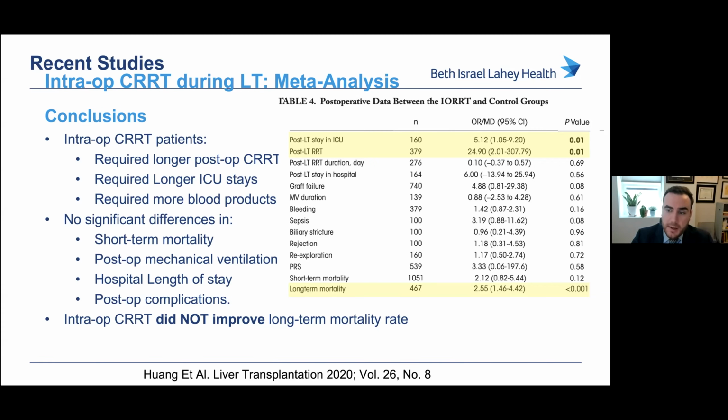But it goes back to having a high MELD versus a lower MELD patient. The intraoperative renal replacement therapy did not improve long-term mortality rates in patients that had it, which is probably the most important question. So this really raises some questions as to whether or not intraoperative renal replacement therapy is useful for long-term mortality, which it shouldn't be. It should be useful for short-term mortality.